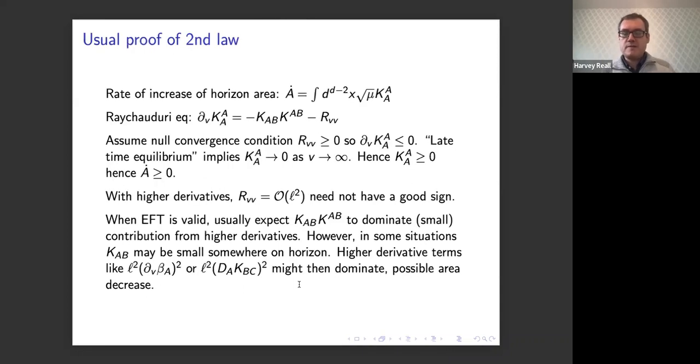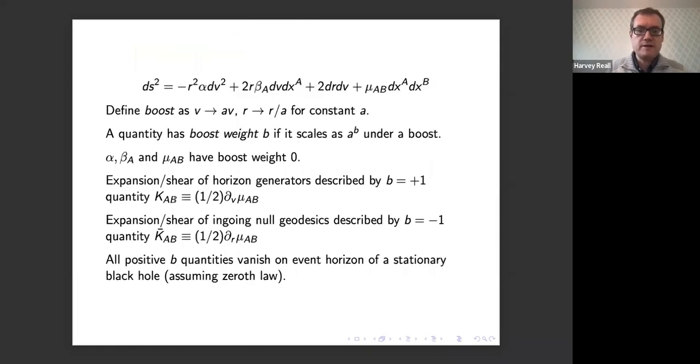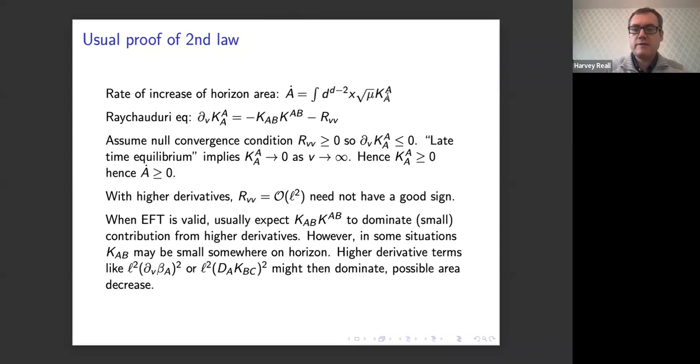Okay, so let me just briefly remind you of how the usual proof of the second law works in standard GR. In GR, the rate of increase of the horizon area is given, in terms of this K I've defined here, by the integral of the expansion of the horizon generators. Mu here, remember, is the metric induced on the horizon cross-section. K with its indices contracted is the expansion of the generators. So you integrate that, and it gives you the rate of increase of horizon area.